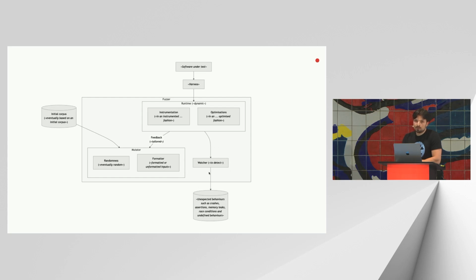Then we have another component inside the fuzzer, which is the watcher, which is able to detect some criteria when executing the program. And these are the cases that are interesting for us, namely the unexpected behaviors, such as crashes, assertions, memory leaks, race conditions, and so on. So I hope that this diagram will make the previous definitions clearer.